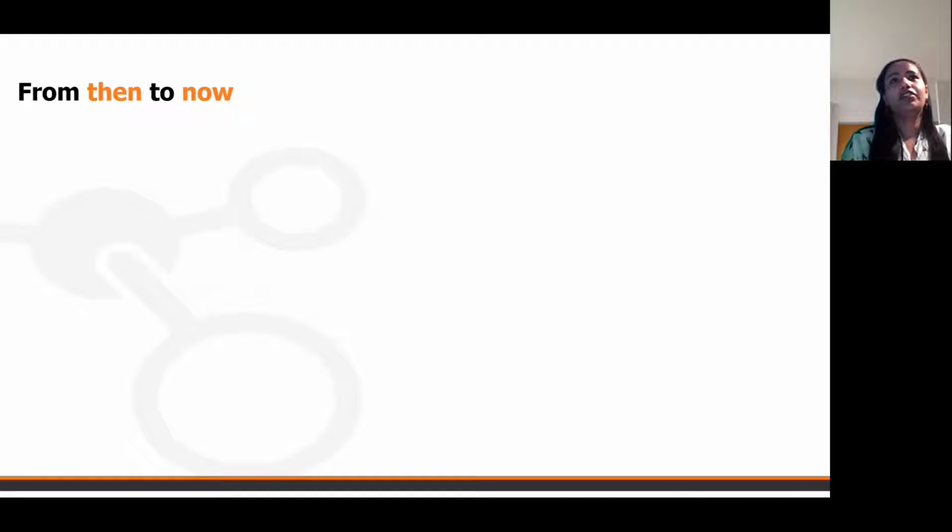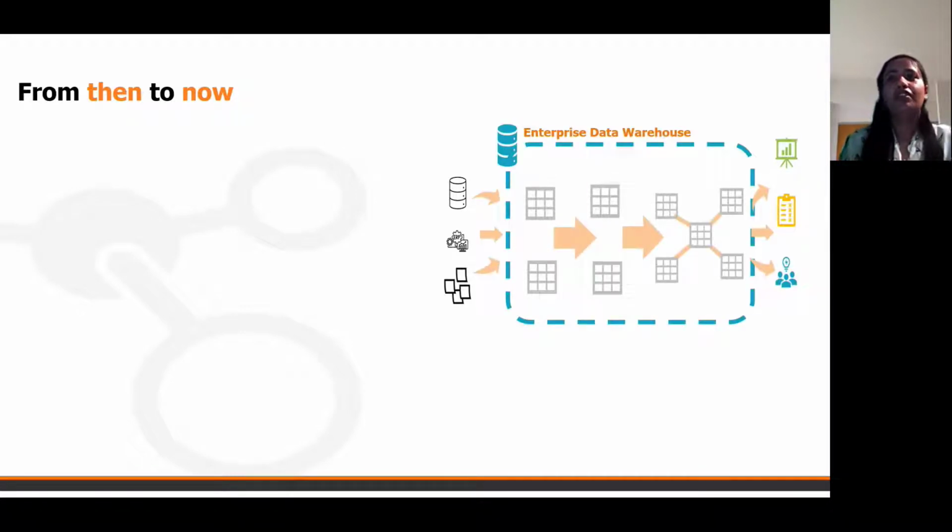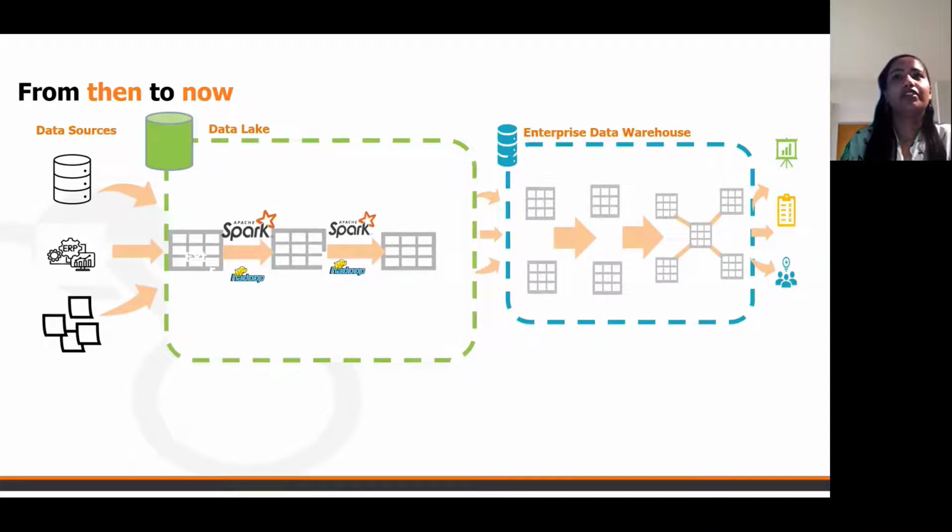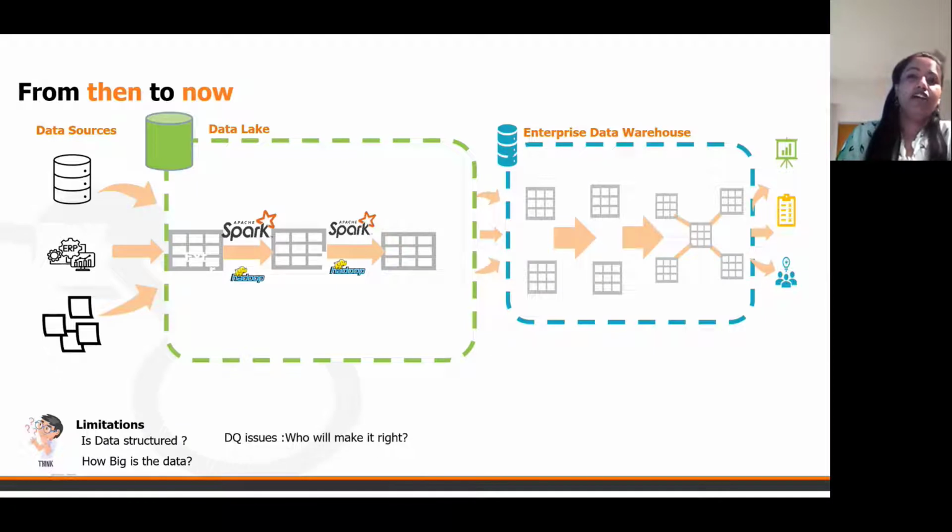Early on, these questions were answered: we had the data warehouse system to build analytical reports, and then came dealing with big data and unstructured data, and the data lake came into the picture. But as the solutions came, new problems also came. How are we dealing with structured data? There was the data warehouse. How are we dealing with big data? The data lake came.